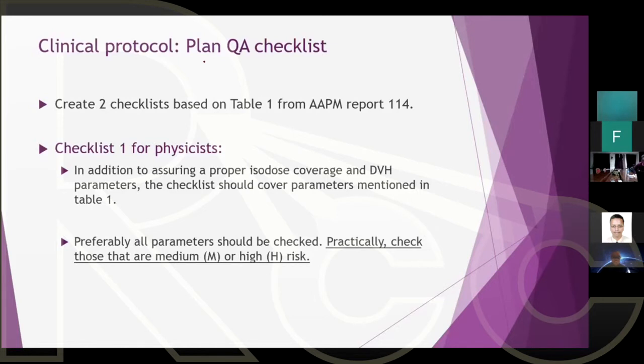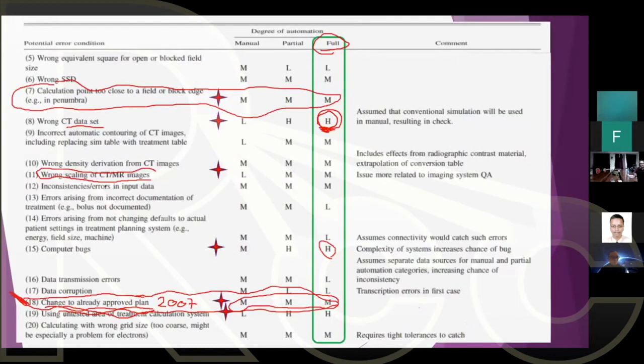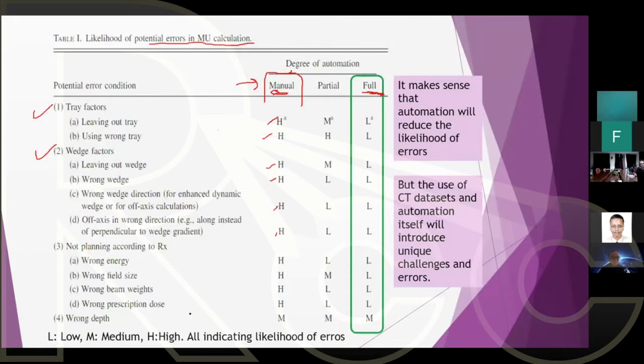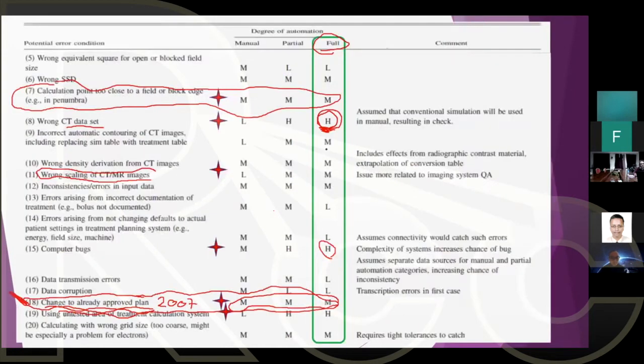Okay. So now, how would you do the QA checklist, or the plan QA checklist? A second physicist, the second checker, is looking at the plan. We talked about beam energy, gantry, entry of the beam, prescription point. It's always better to do your checklist based on this table. Look at the things that are medium.